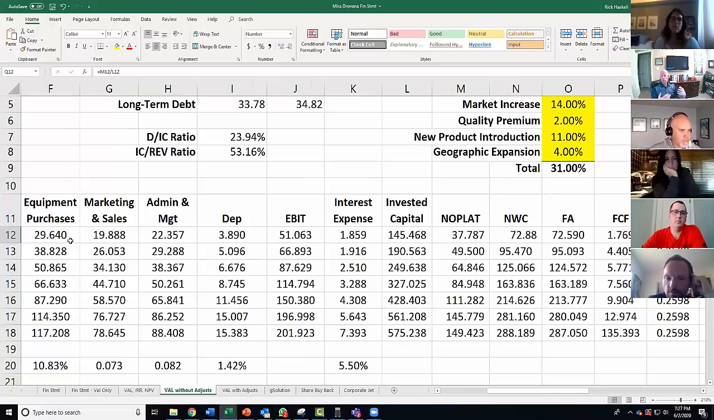Company gets bigger, 25.98%. Company stays the same, 25.98%. Company gets smaller, 25.98%. The return is constant regardless of what's happening to our scale. That's how we see constant returns to scale.